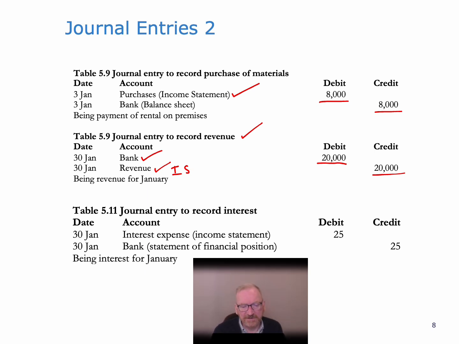And the journal entry to record interest, again, this is an expense, so it's going to go into the income statement. Debit interest expense 25 and credit the bank 25. So those are our journal entries. We've created one journal entry per transaction, and we have followed the rules in relation to debiting and crediting items depending on whether they're an increase or a decrease in the various types of items: an asset, a liability, an equity, an income, or an expense. Okay.